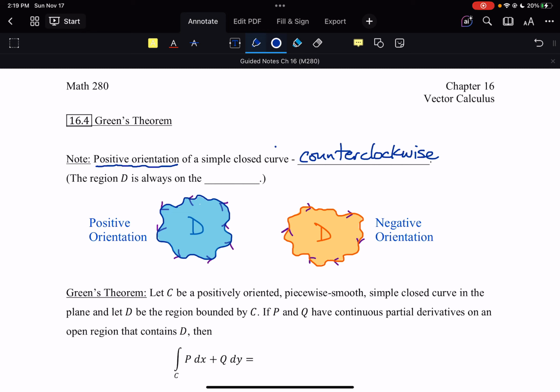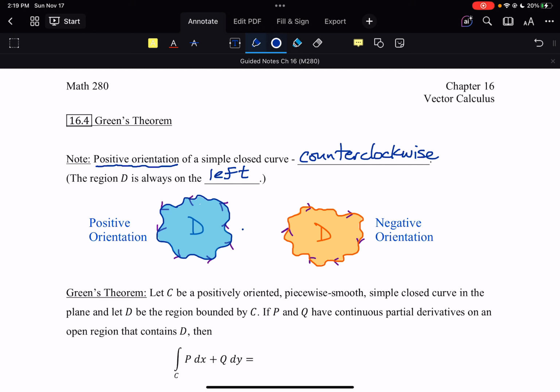Okay, so positive orientation is counterclockwise. Another way of thinking about this, especially when you have more complex curves, the region D that is being bounded by the simple closed curve should always be on the left of the curve. So you can see I've got a couple examples down here. Two similar regions. The one on the left, the arrows are going counterclockwise like this. Or if you think about it this way, the arrow is pointing that way and on the left side of the arrow, that's right over here. So that's where the region D is.